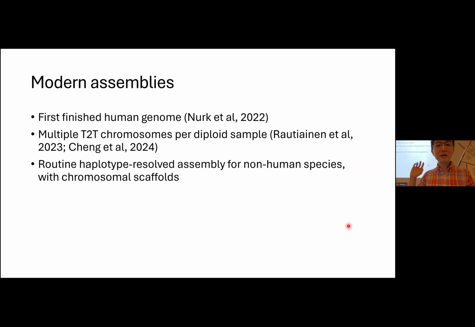With modern assemblers, we have the first results on human genomes, and we can routinely achieve T2T assembly. Typically we can resolve a third, and I think more recently 2/3 of the chromosomes to T2T in our data. And we can routinely do this for non-human species. This has been used a lot; the assembler has been used on thousands of such species.